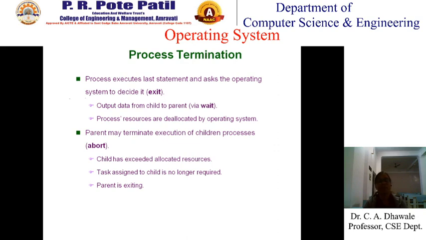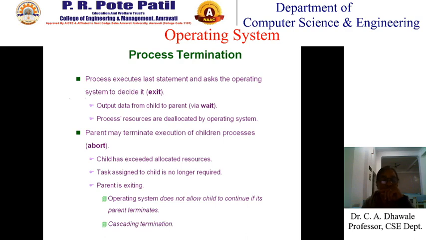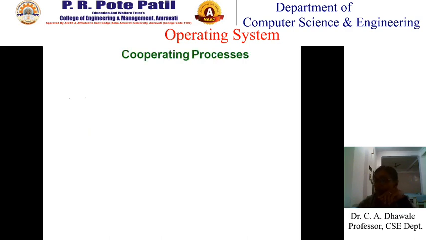So, the child has exceeded the allocated resources, or the task assigned to the child is no more required because the task of the child is completed, and in the third case, when the parent is exiting, it has to abort the children. When the parent is exiting, the operating system does not allow the child to continue if its parent terminates. Cascading termination means first the first child, then the second child, then the third child, the fourth child. We call it cascading termination, that is, one-by-one termination.